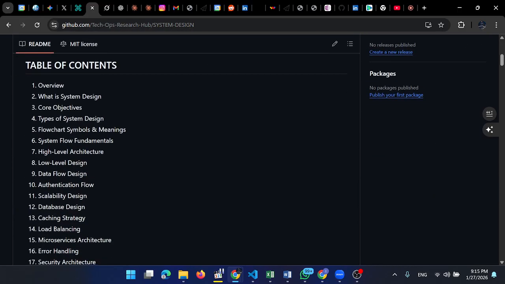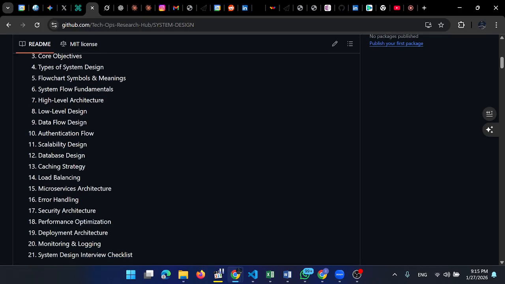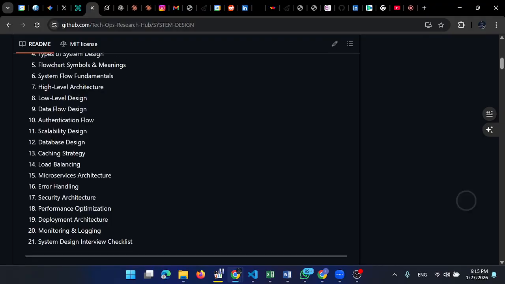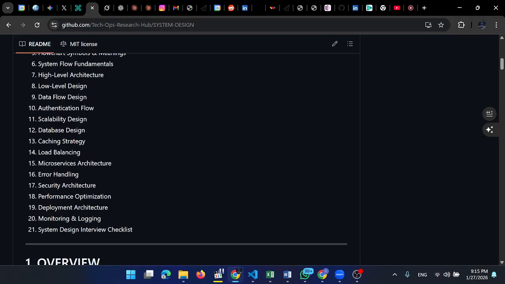And this table of contents is very, very detailed in how everything works, from the overview, the system design, the core objectives, the types of system design, flowchart symbols and meanings, system flow fundamentals, the high level architecture, the low level design, the data flow design, the authentication flow. You can name them.